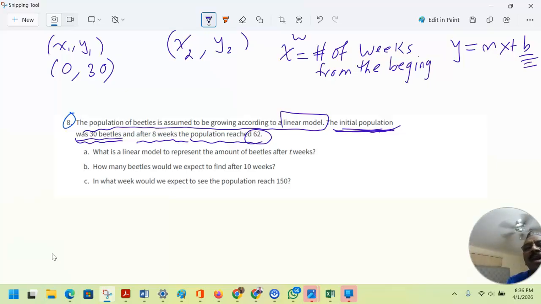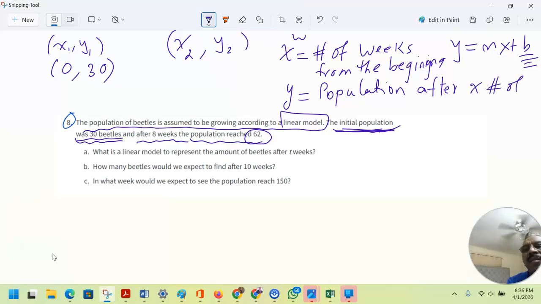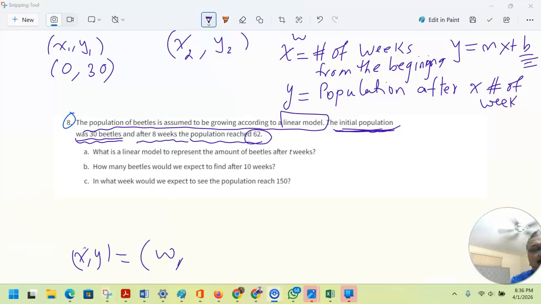So x is the number of weeks from the beginning, and what does y stand for? The population after x number of weeks. Instead of x and y, you could use w for the independent variable, which is the week, and for y you could use the population p. This also is correct. Now, since we are used to x1, y1, x2, y2, I'll use this.